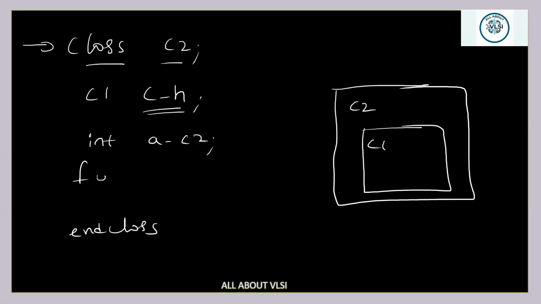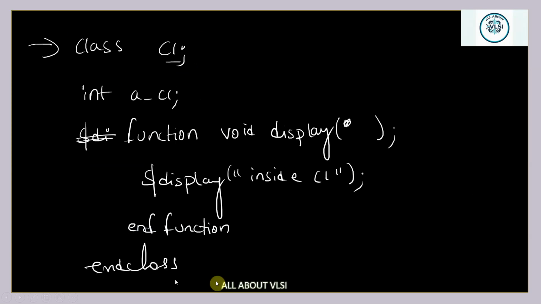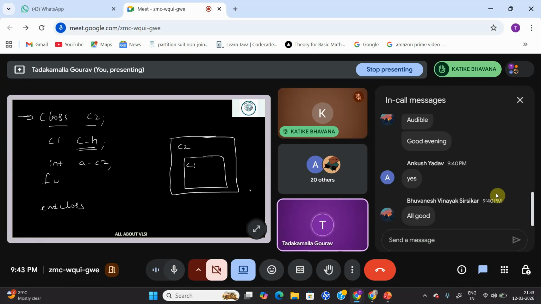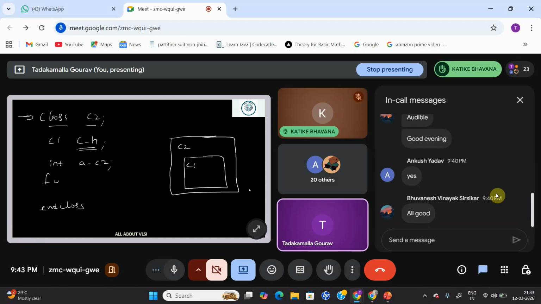So basically, if we have class C2, inside this class C2 we are going to have a C1 class handle. This is my class C2. Inside this class C2, I'm going to have the C1 class handle declared. The body of the C1 class is written over here, and this C1 class handle is declared inside your C2 class. Okay, is it clear? Yes, guys, is it clear?